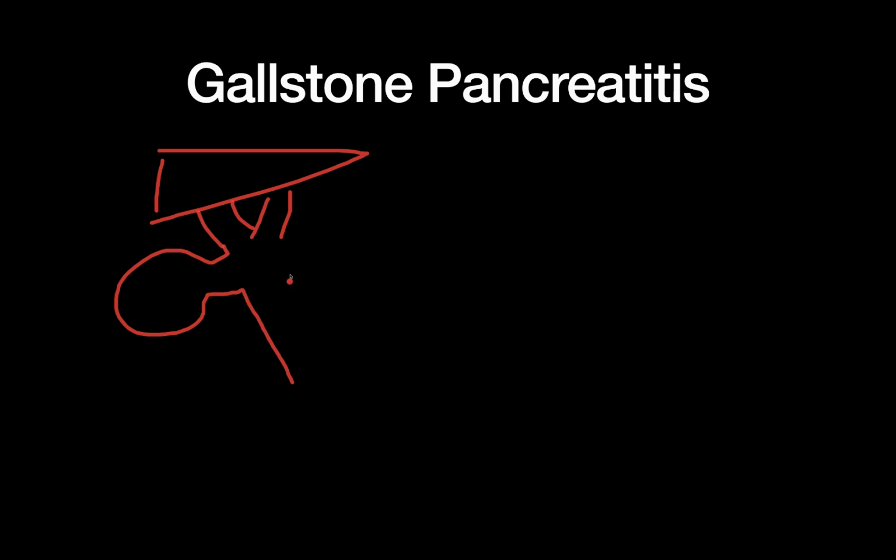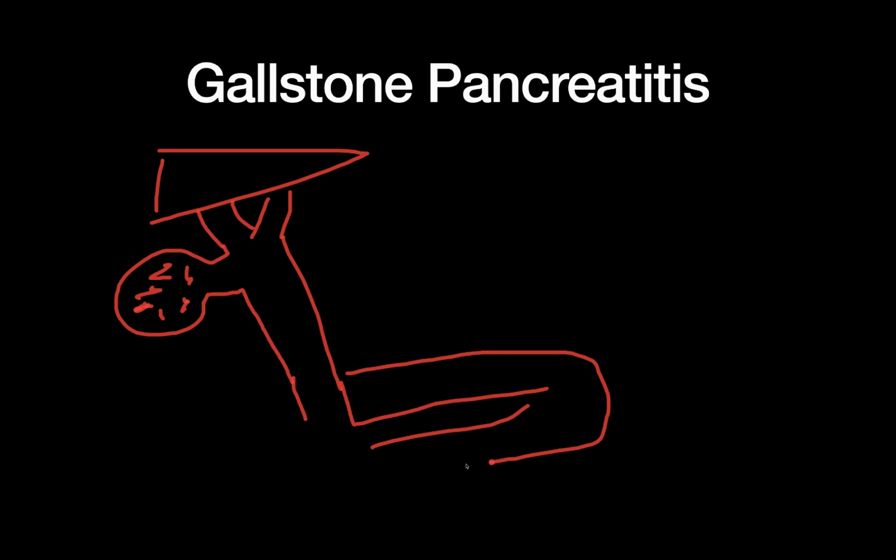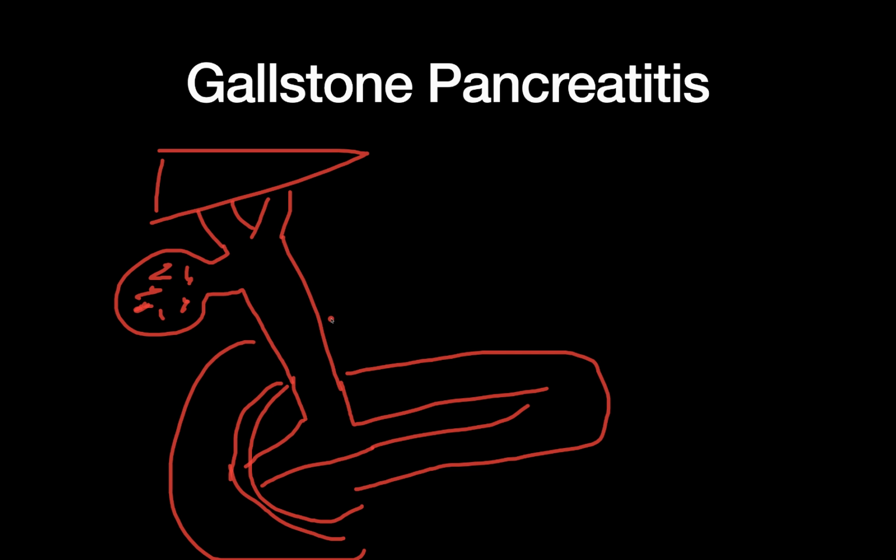All right, and the last one, gallstone pancreatitis. Once again, gallbladder, gallstones, liver, duct. This time we're going to draw it all the way down where it joins with the pancreatic duct. This is a glorified pancreas, and then out into the duodenum here.